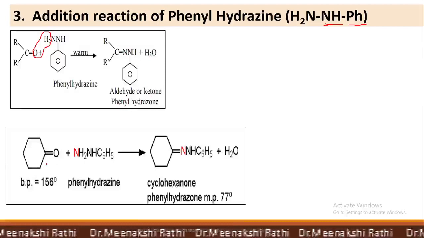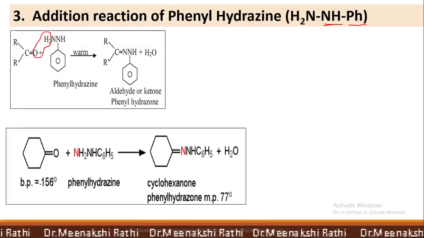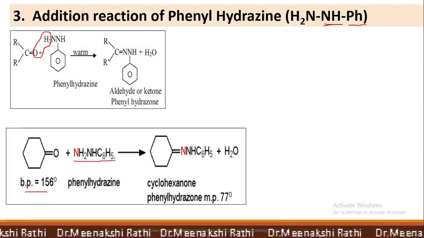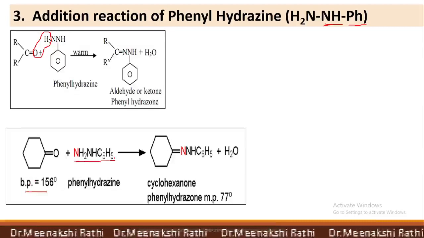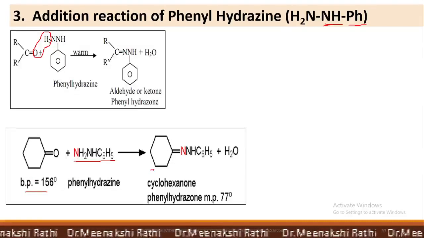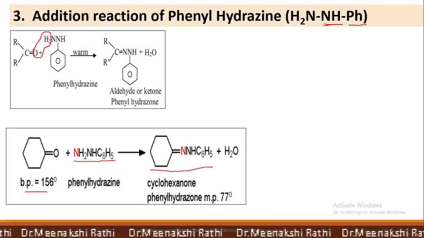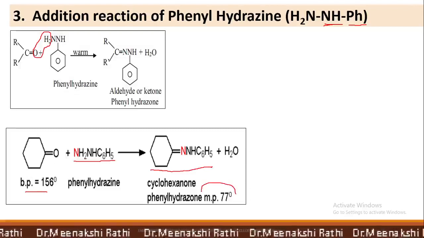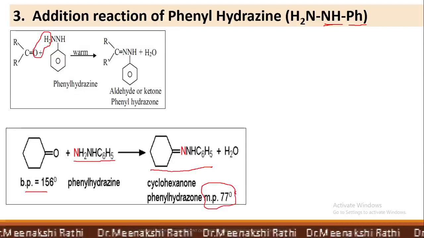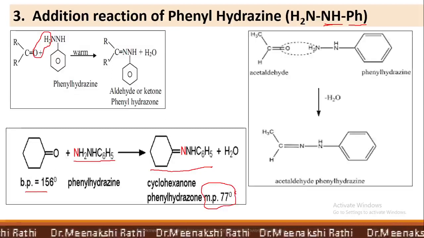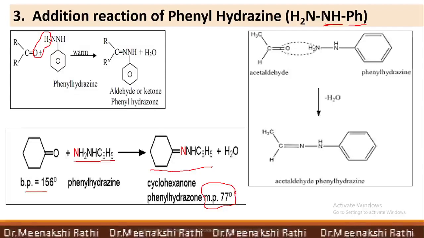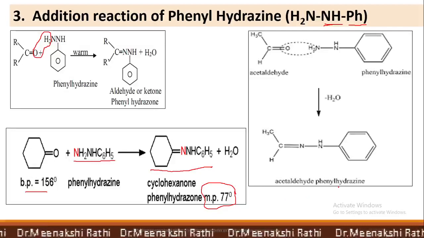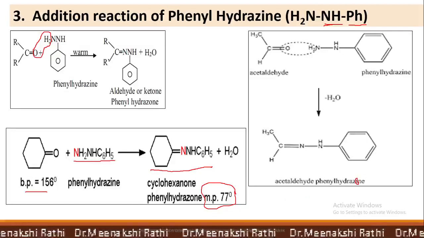Here cyclohexanone, whose boiling point is 156 degree, when it combines with phenylhydrazine, again we get cyclohexanone phenylhydrazone. It is a solid derivative and its melting point is quite sharp, it is 77 degree. Again, when acetaldehyde combines with phenylhydrazine, there is a formation of acetaldehyde phenylhydrazone.